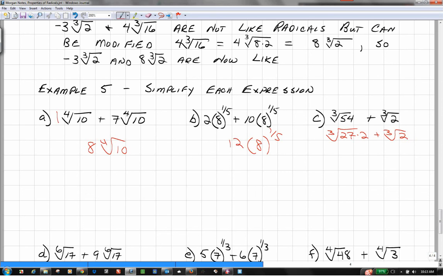Well, the cube root of 27 is 3. So this can actually be changed to 3 times the cube root of 2, plus 1 times the cube root of 2, and of course there's a 1 here, that would be 4 times the cube root of 2. So even though it looked like I couldn't add those at the start because the radicands were different, they actually could be changed so that they could be added.